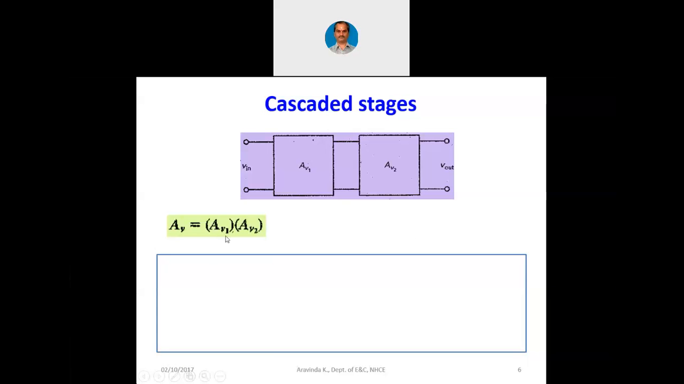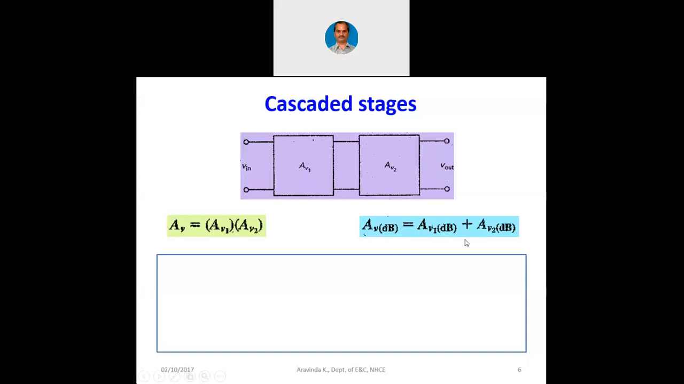Now, AV is AV1 into AV2. Let us say AV1 is 100, AV2 is 100, it is 100 into 100 is 10,000. But when we take it in decibels, AV in dB is AV1 in dB plus AV2 in dB. Now, this log of 100 and log of 100, we can take it that way. 1 millivolt became 100 millivolt. Gain is 100 here. Log of 100 is 2. 2 into 10 is 20 dB. So 20 dB gain here and another 20 dB gain here.